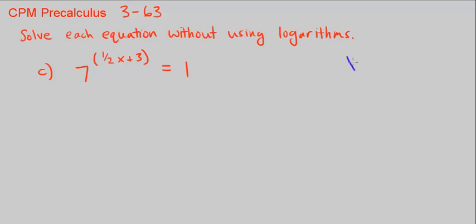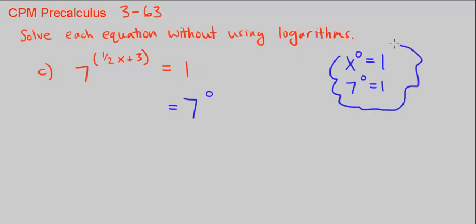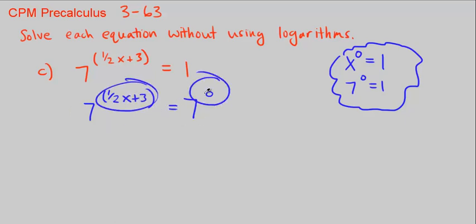Remember, if we have x to the power of 0, that equals 1, right? So can I change this to something else? Well, this is equal to anything to the power of 0, almost, right? So we can write that as 7 to the power of 0. 7 to the power of 0 is equal to 1. So we can rewrite 1 as 7 to the power of 0. And over here we have 7 to the power of 1/2 x plus 3. Same base now, we can set the exponents equal to each other. So this was a nice trick to remember. 1 can always be written as something to the power of 0.